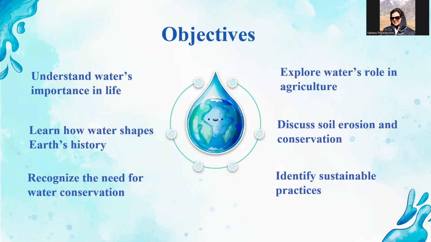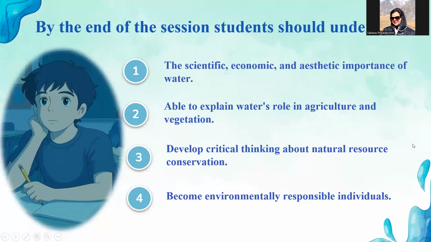The next objective is to recognize the need for water conservation. Here we can explain water's role in agriculture and vegetation, discuss soil erosion and conservation, and identify sustainable practices. Here we are going to realize our responsibility in conserving water also. So these are some of the objectives of learning this article.